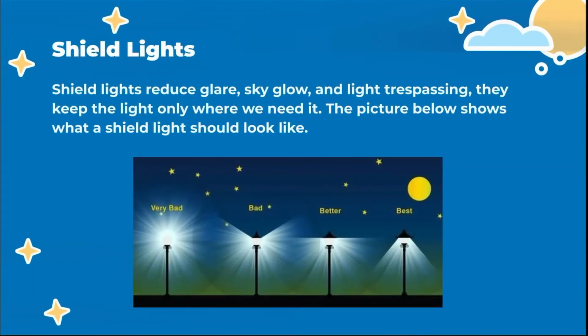Shielded lights. Shielded lights reduce glare, sky glow, and light trespass. They keep the light only where we need it. The picture below shows what a shielded light should look like. As you can see in the image, the best shielded light is the one furthest to the right. It keeps all of the light only where it's needed, which is down below, not in the sky, polluting it.